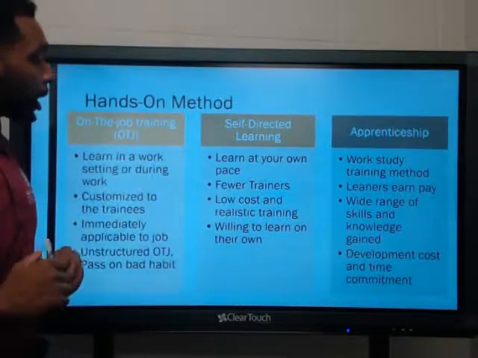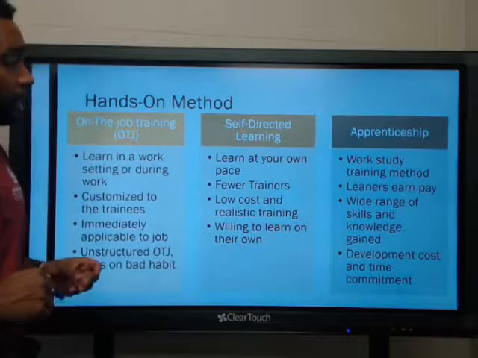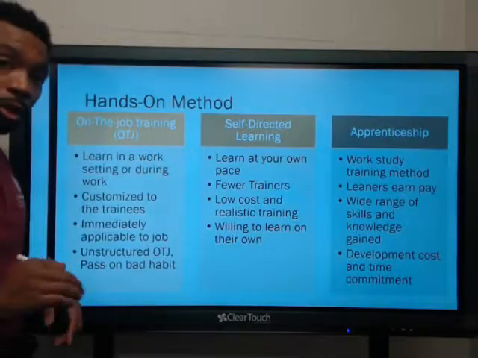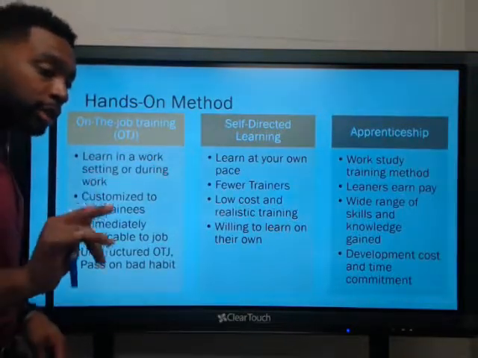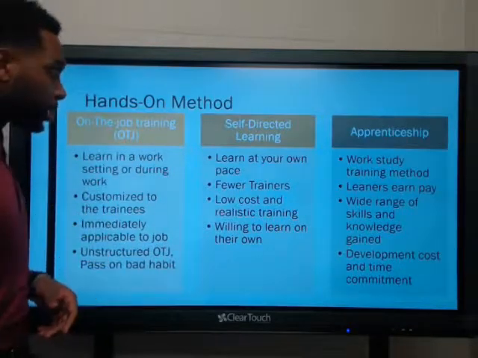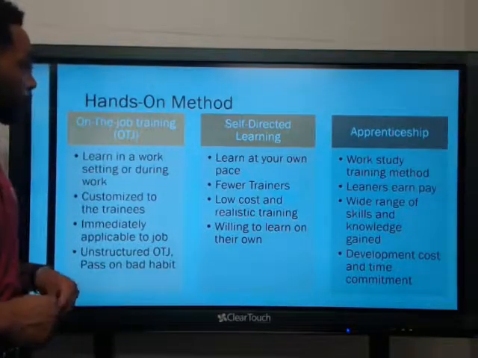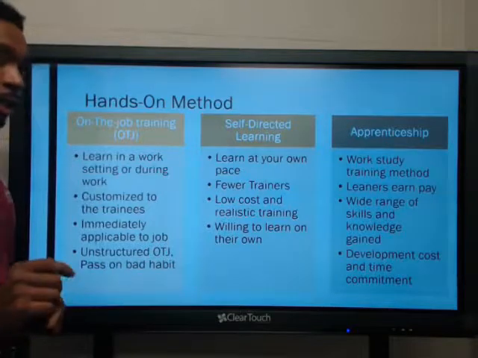Now, here we are to the hands-on method category section. Now, this is the biggest section, so we'll be going over a lot of hands-on training and different types of trainings that are hands-on method. The main one here is on-the-job training. On-the-job training is exactly how it sounds.